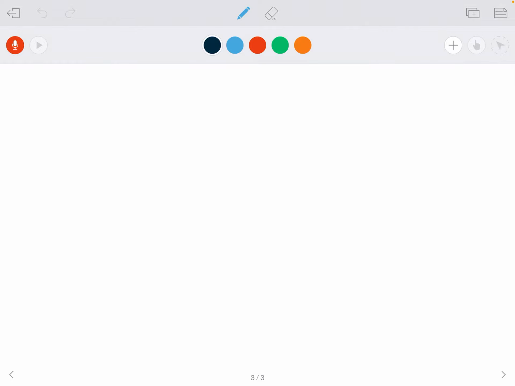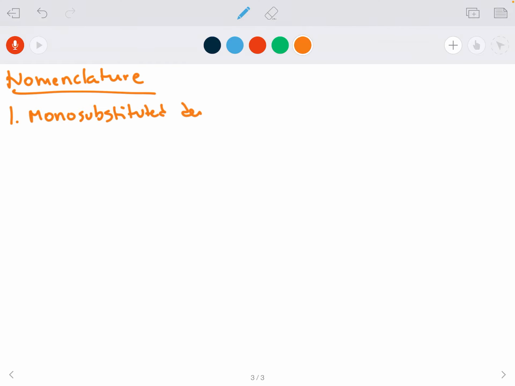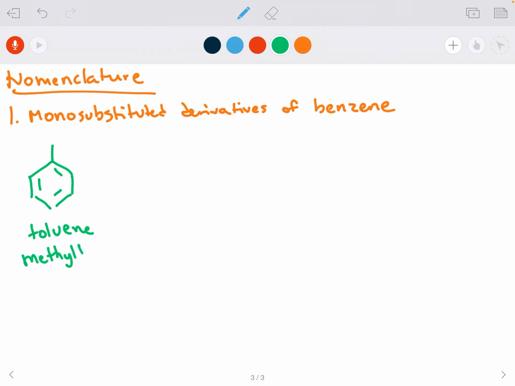Now in terms of naming these, there's three basic categories of aromatic compounds we'll have. One is going to be monosubstituted derivatives of benzene. So some of these monosubstituted derivatives have special names that we'll give them. So a common one, where you have a methyl group substituted, this is toluene. But you could also call this methylbenzene. Right? Either would be okay.